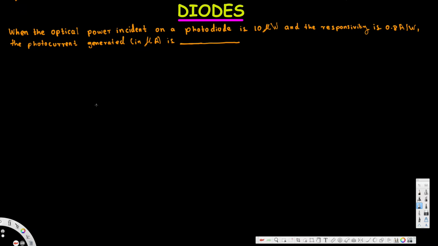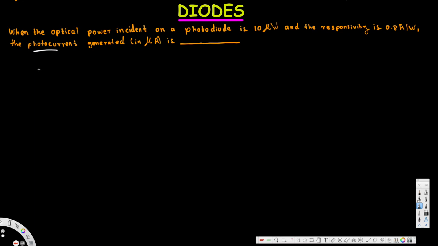Let's look at this problem right here. This question is asking, when the optical power incident on a photodiode is 10 microwatts and the responsivity is 0.8 amperes per watt, the photocurrent generated in microamperes is what? So here the question is asking for the photocurrent. Now let's see how we can find it.